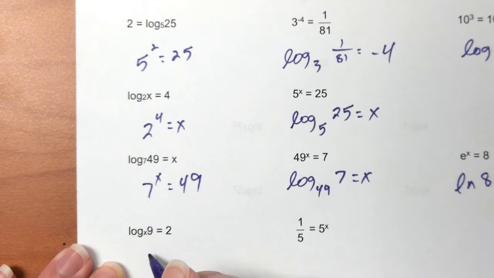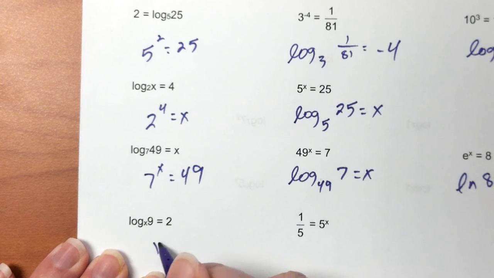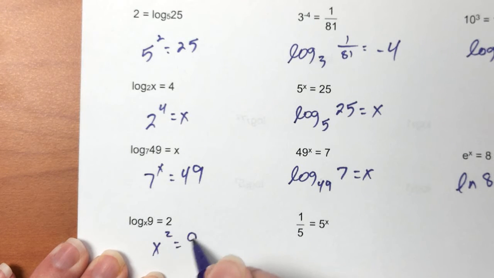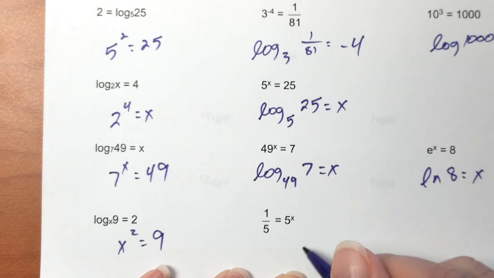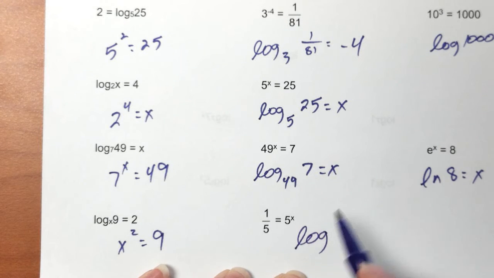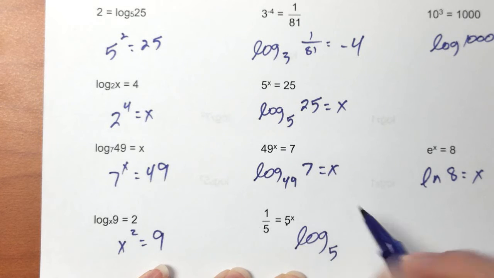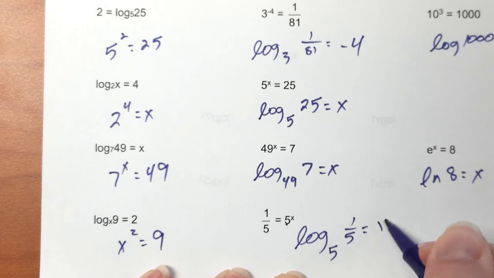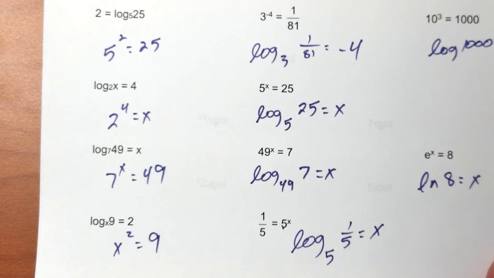Same idea here. We've got a log, so to convert to exponential, x to the second equals 9. And then if they asked us to solve it, could we take the square root and keep going and figure out what x is? Yeah. And the last one, this is an exponential. So log base 5, remember the base of the exponent's the base of the log, of 1/5 equals x.